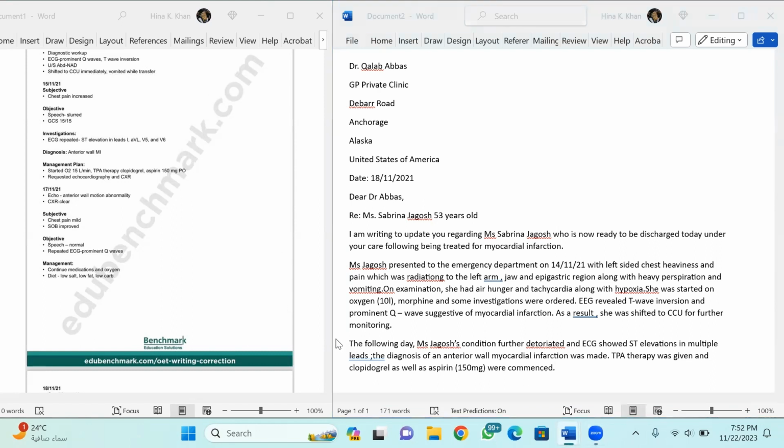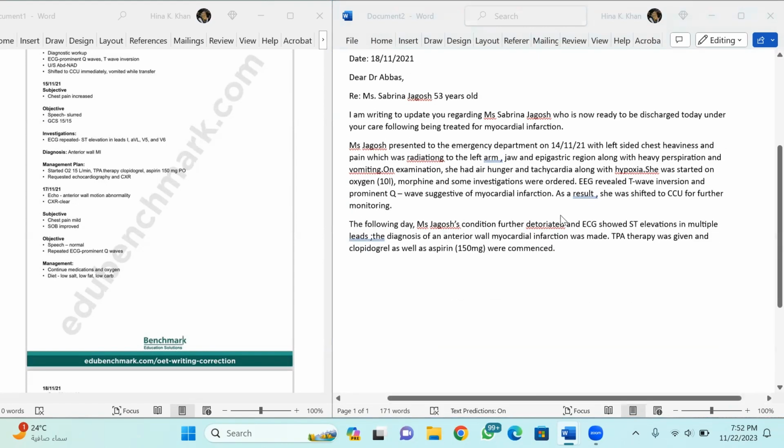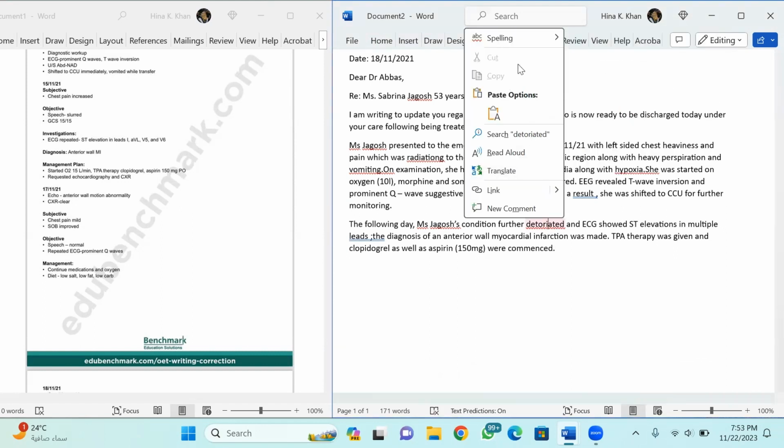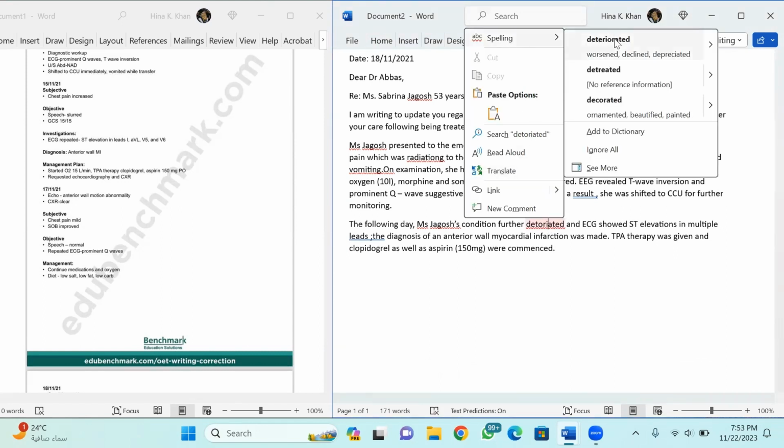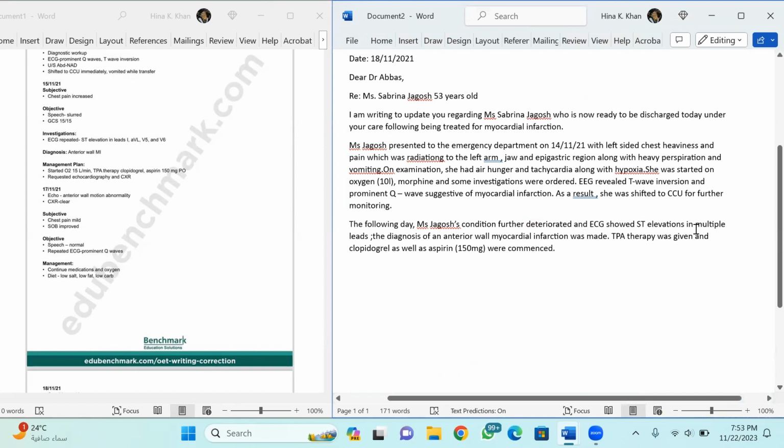Okay, so here is the way. Find the following day, which means the next day. Find Ms. Jago's condition further deteriorated, and ECG showed ST elevation in multiple leads.